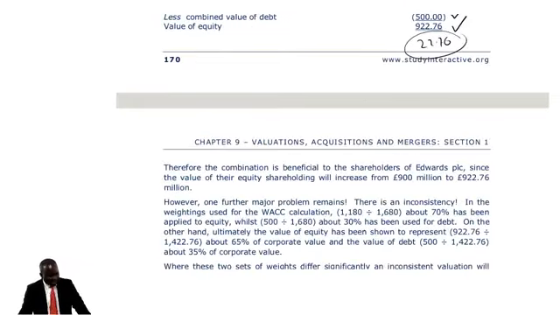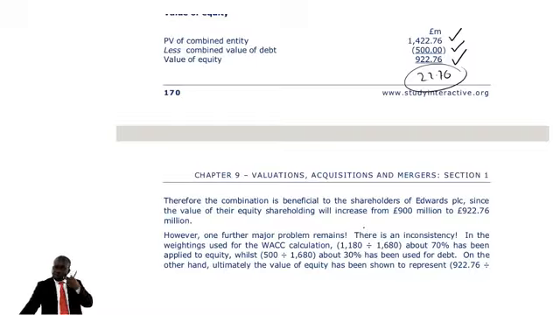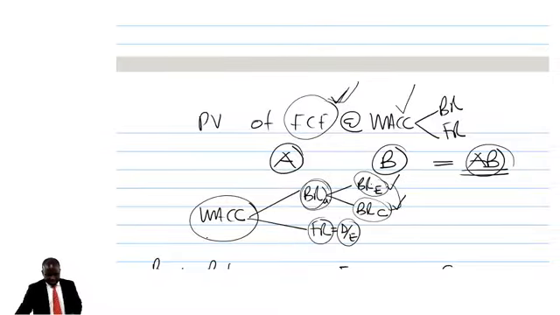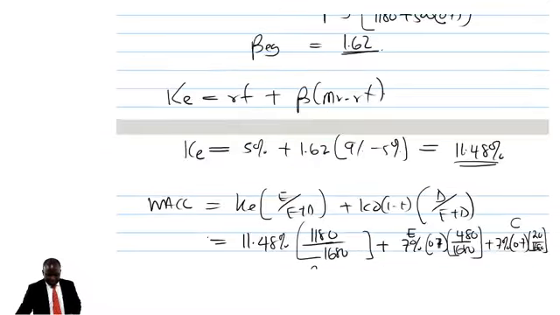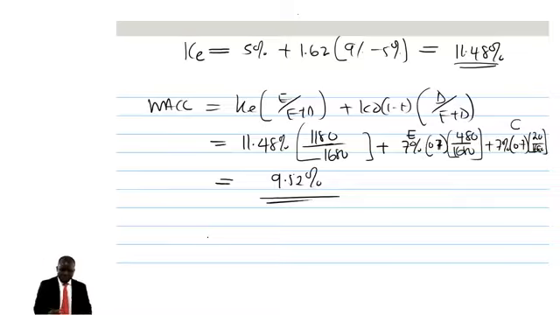Okay, however, there is a problem with the analysis that we've done. So the examiner might ask you, what is the problem with the analysis that you've done? And I'm going to bring your mind on. Okay, when we were calculating the WACC, we said the value of equity is 1180.